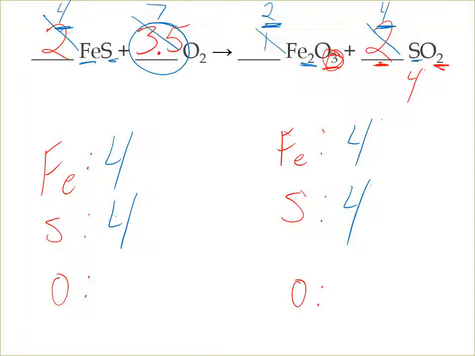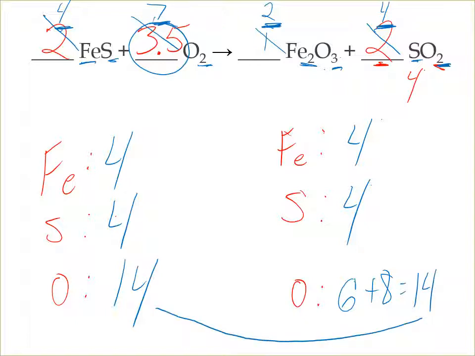On the left side, I have now my 7 times the 2 is 14 oxygens. And again on the right, remember we have oxygens in multiple places. So the 2 times the 3 is 6 oxygens in the 1 molecule. And now also the 4 times 2 is 8 oxygens in the other molecule. Just add those up. 6 in one molecule, 8 in the other. Well, it gives us 14 oxygens, which balances out with the 14 oxygens over there.